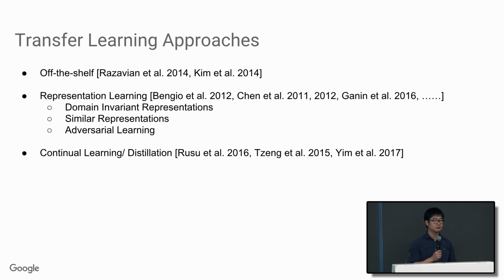So there are many approaches to doing transfer learning. One common approach is called off-the-shelf, meaning that we directly grab some of the model trained from the source task and then plug it into the target task. There is also some work on representation learning, where they try to learn a representation that can be either invariant or adapted to the target task from the source task. And there are some recent advances in continual learning, for example, and also model distillation, that provide a new set of technology that we could use to do better transfer learning.